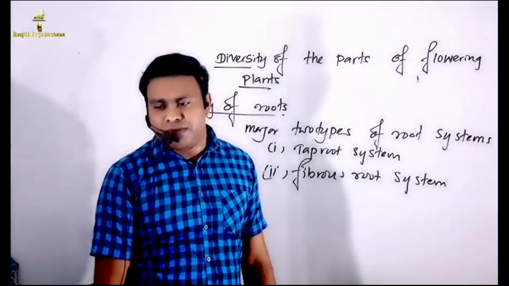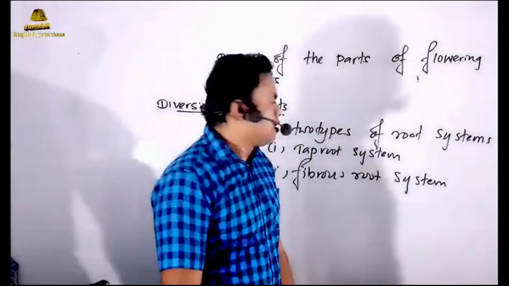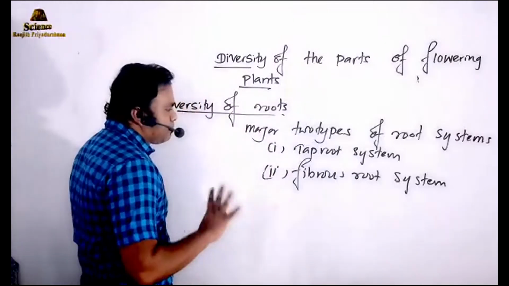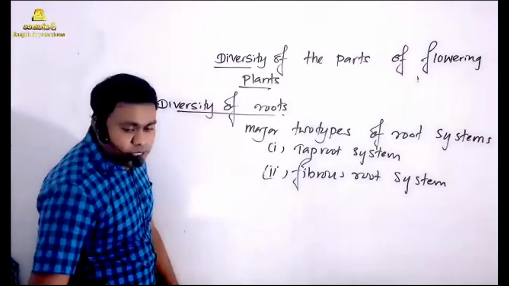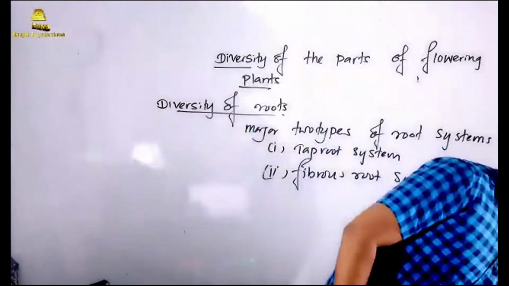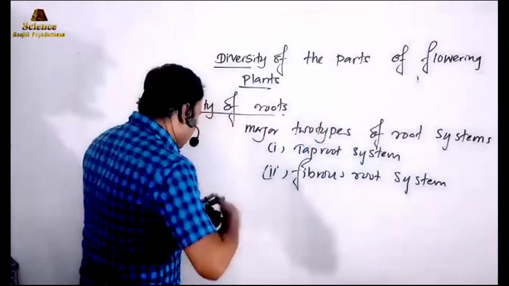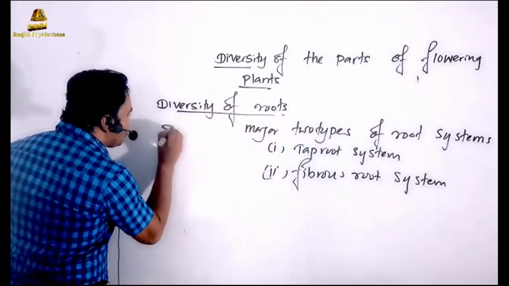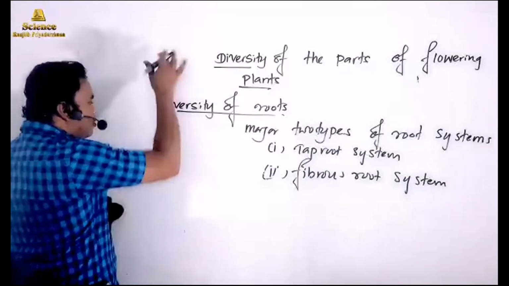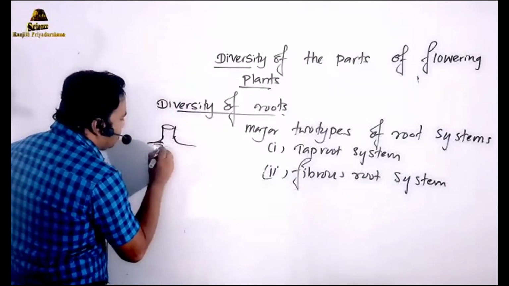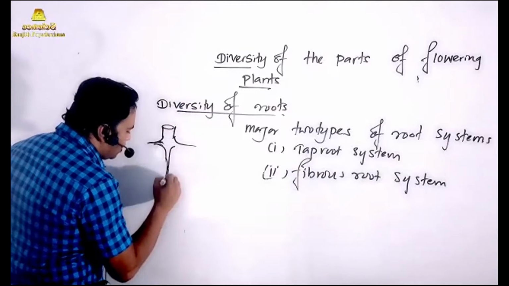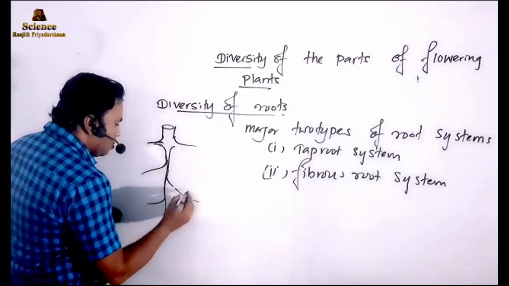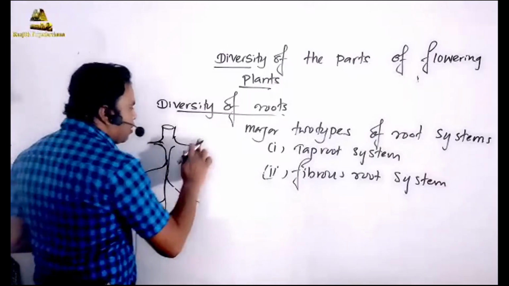Here we come. Now, major two types of root systems: taproot system and fibrous root system. That's what we discussed last week, and we drew that also. Taproot system. So this is part of stem. I'm not going to draw that shoot system here. So this is the main root or taproot. So these are lateral roots.